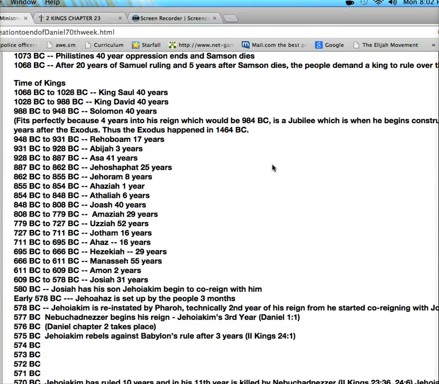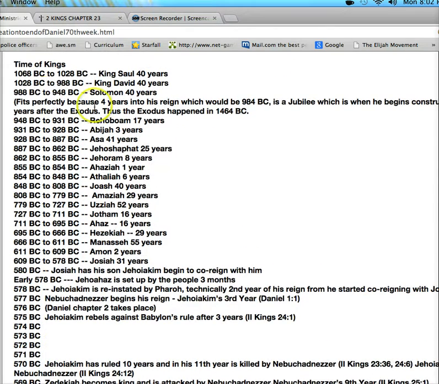So then we have the time of the kings that begin in 1068 BC. So King Saul ruled for 40 years, from 1068 to 1028 BC. Then King David ruled from 1028 to 988 BC. And then Solomon ruled from 988 to 948. Now this is perfect because 4 years into Solomon's reign is 984. And of course, it's exactly 480 years from 984 all the way back to 1464 when the Exodus began. So again, this timeline adheres to that scripture that's talked about in 1 Kings.